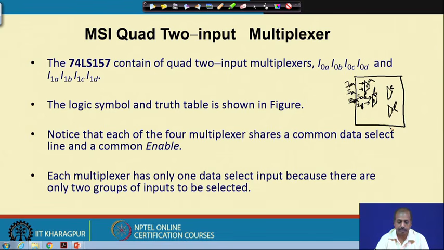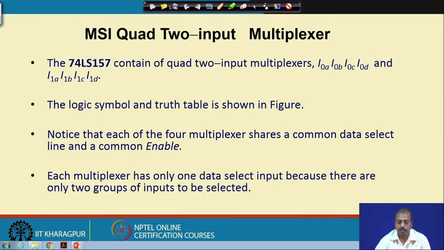Multiplexer A has inputs I0A and I1A, multiplexer B has inputs I0B and I1B, and like that. The select lines are the same: for all of them there is one select line only. The select line and the enable line are common for all the multiplexers. We will see how this is working.